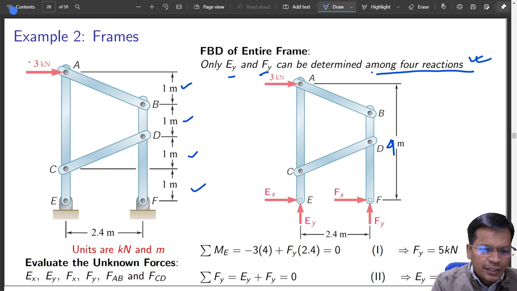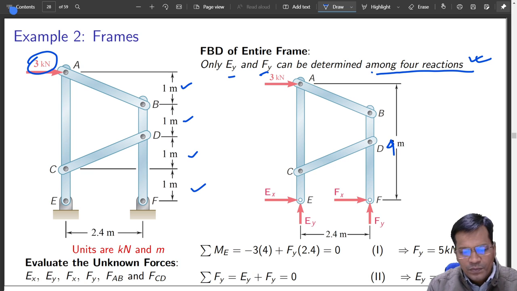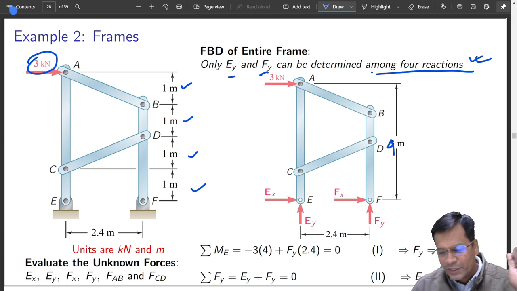Yeah, there is an external force also. There is an external force. We'll see as it goes.